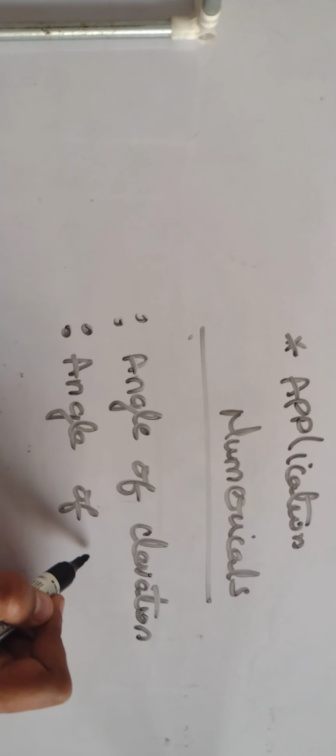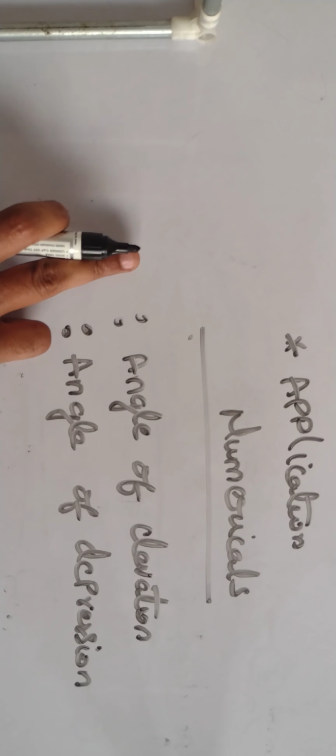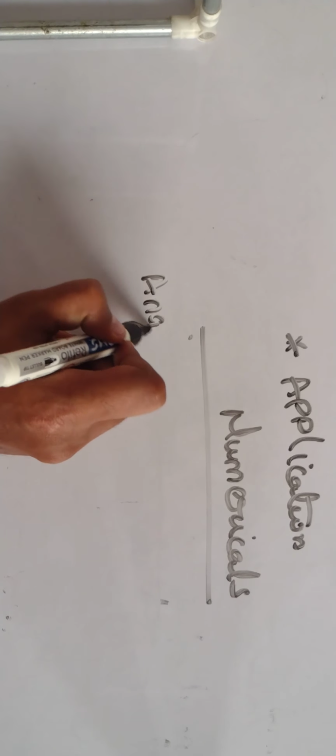So there are two basic terms, that is angle of elevation and angle of depression. What do you mean by angle of elevation and angle of depression? We'll see it one by one. Before ending the lecture, we will see it one by one, so that each and every basic of yours is covered.